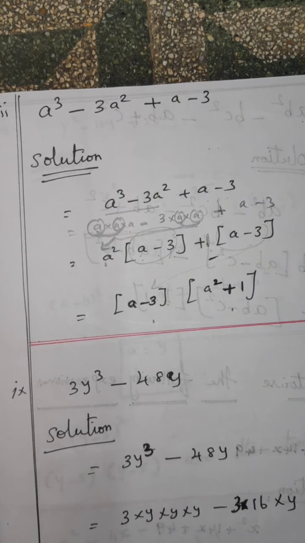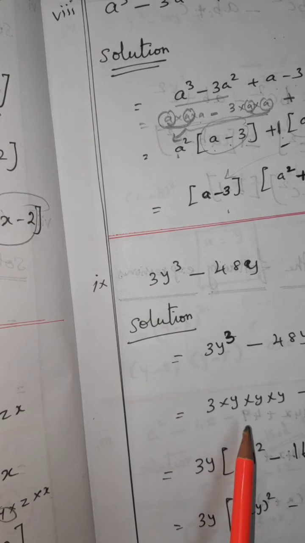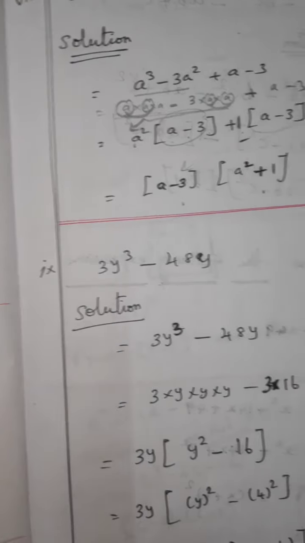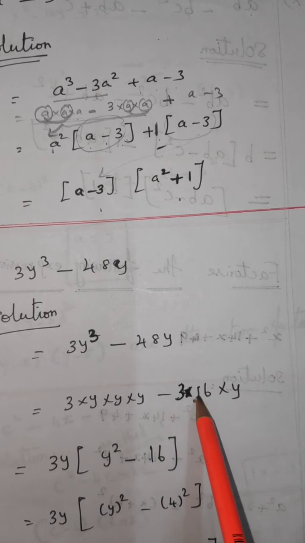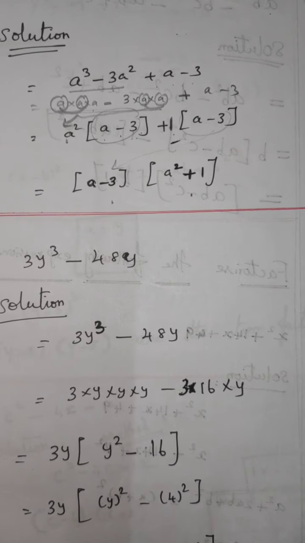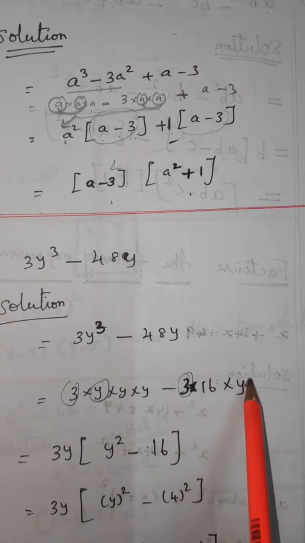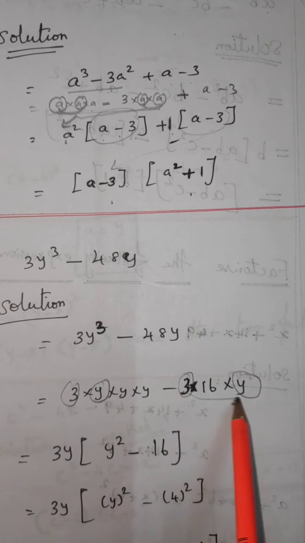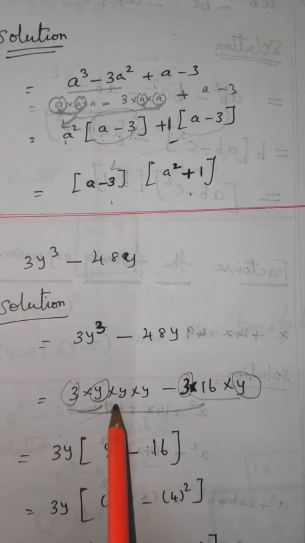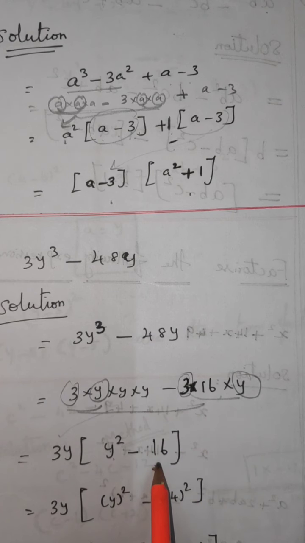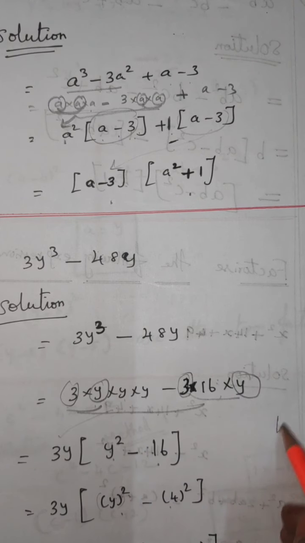Next question: 3y cube minus 48y. 3y cube, how do we expand? 3 into y into y into y. 48y, how do we expand? 3 into 16 into y. Now 3 is common here, here also 3 is common. Here y is common, here also y is common. So 3y is the common number. So write 3y. y into y squared, 16 you write: y squared, y write in the bracket, and whole squared write. 16, how do we write? 4 squared. 16 is equal to 4 into 4; 4 fours are 16.